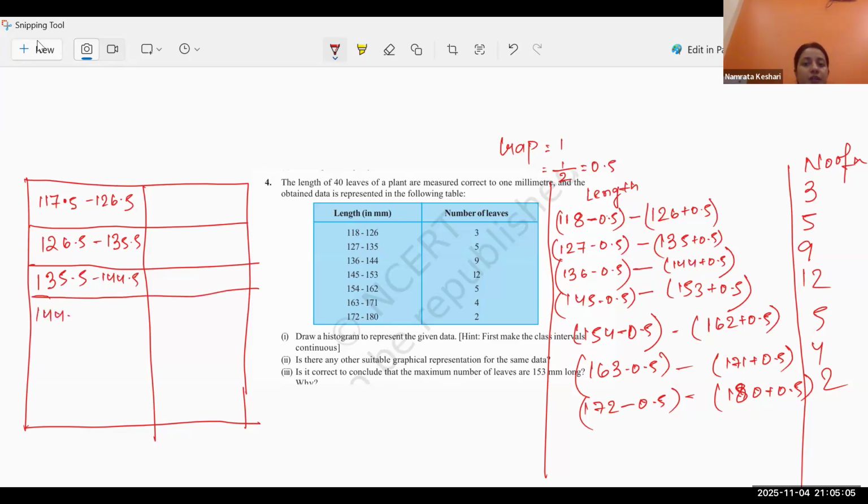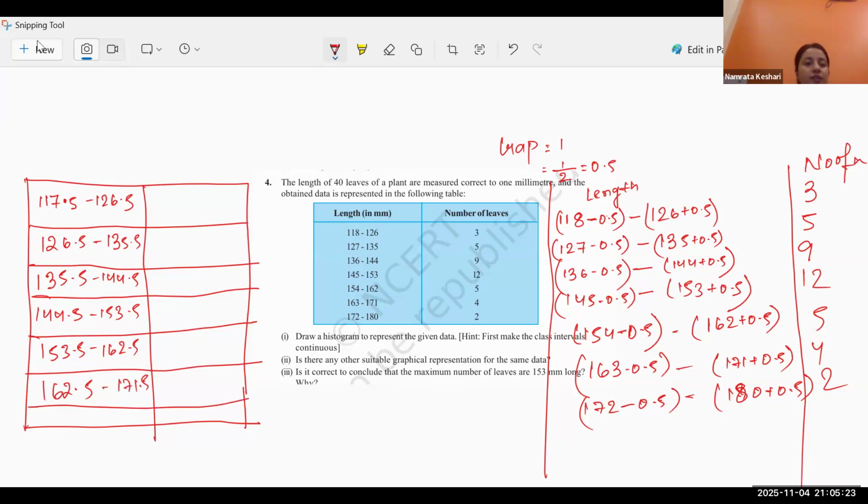144.5 to 153.5. 153.5 to 162.5. 162.5 to 171.5. 171.5 to 180.5. Okay, and the frequency will remain the same. This is 3, this is 5, this is 9, this is 12, this is 5, 4, and this is 2.